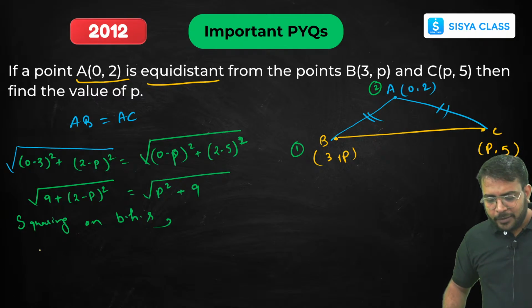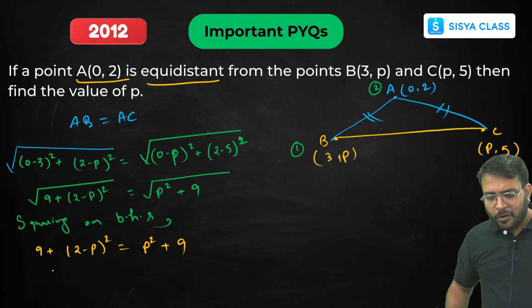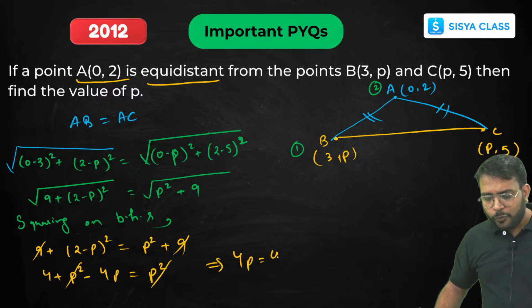We get 9 plus 2 minus p whole square is equal to p square plus 9. Now this 9 and 9 will get cancelled. Now can we open this bracket: 4 plus p square minus 4p is equal to p square. Still p square and p square will get cancelled, and what we are going to get is 4p is equal to 4.